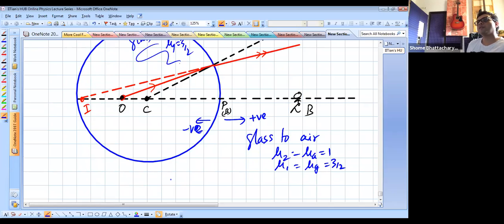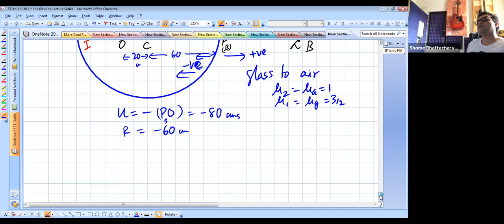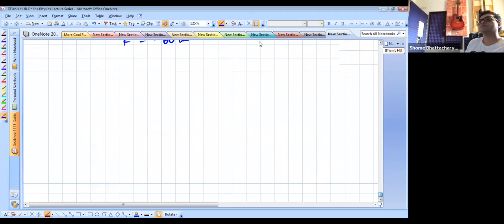So we will take u over here as minus PO, according to my sign convention. That is PBO. So that should here become minus 80 centimeters, isn't it? Because the radius was 60 and this is 20. So remember, this is 20 centimeters and the radius itself is 60. This side is negative. And we should take R as minus 60 centimeters. So let's substitute in the formula now.